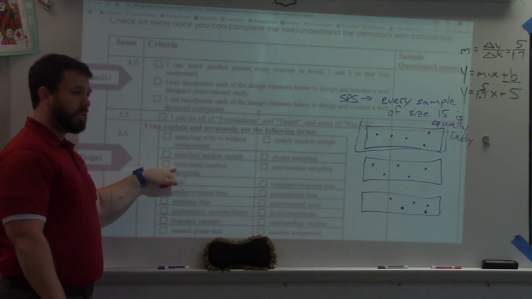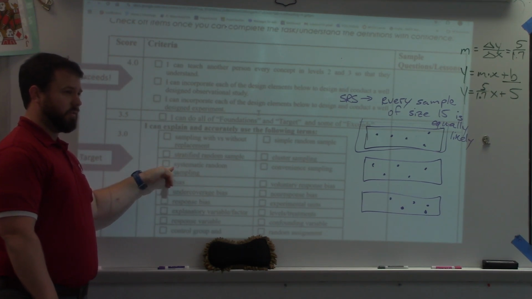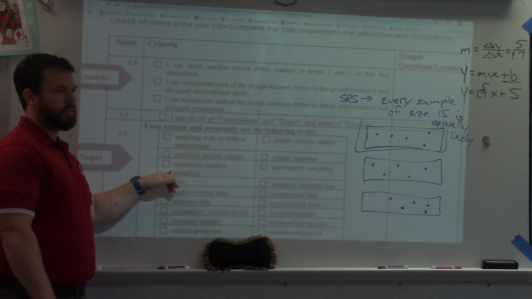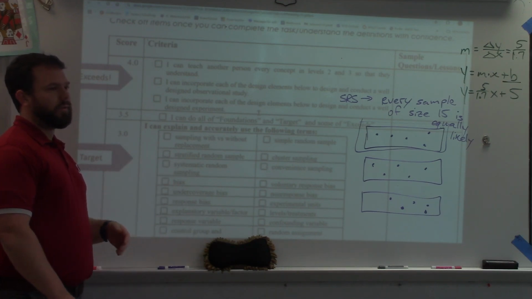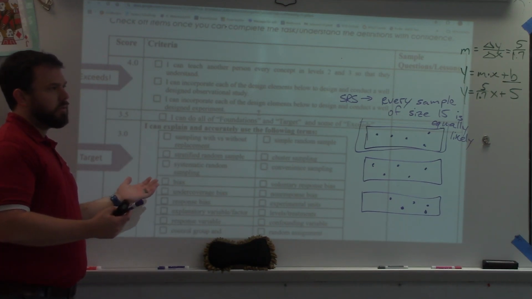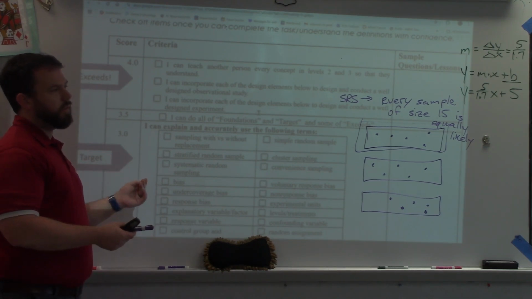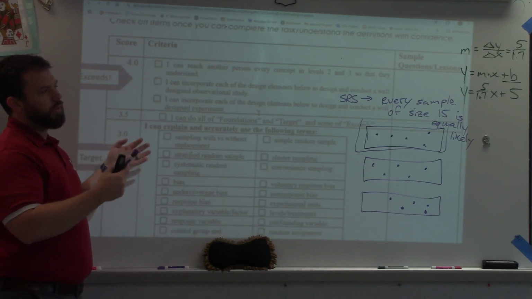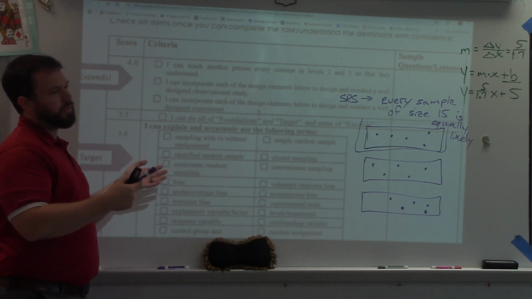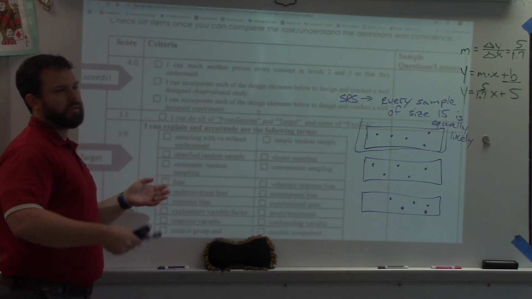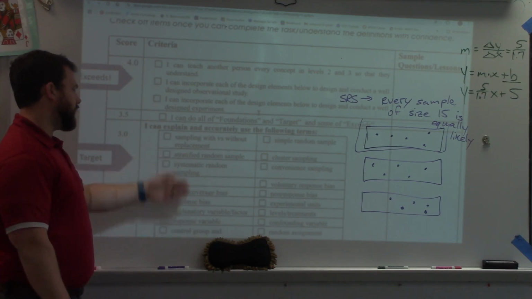Systematic. Do we remember what that is? It doesn't show up very often. It's like every fifth. Every fifth. Every number. Yeah, so if you're like, oh, I'm gonna select 20 people, and you randomly generate a number 1 through 4, and so let's say you generate a 3, and then you go every 4th after that, or something like that, right? So it's every nth person.